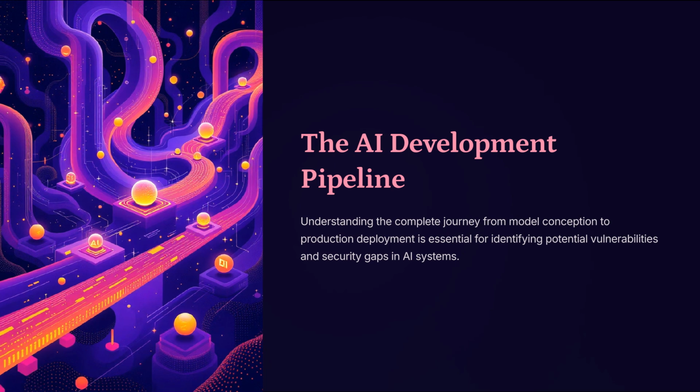As we transition from our exploration of common AI architectures and the associated ecosystem risks, it's vital to understand the AI development pipeline. This pipeline represents the complete journey from the initial conception of a model all the way to its deployment in real-world applications. Recognizing this journey is crucial for identifying potential vulnerabilities and security gaps within our AI systems. Each stage, from data collection to model training and ultimately deployment, carries specific risks that can impact performance and reliability.